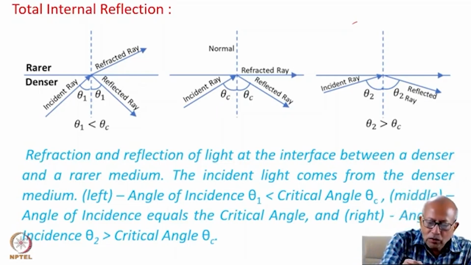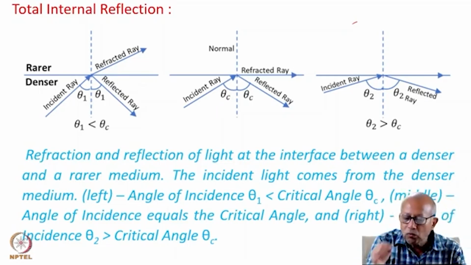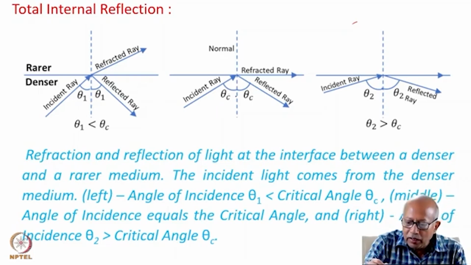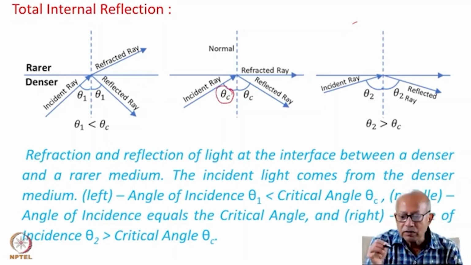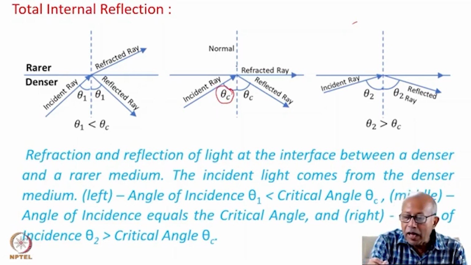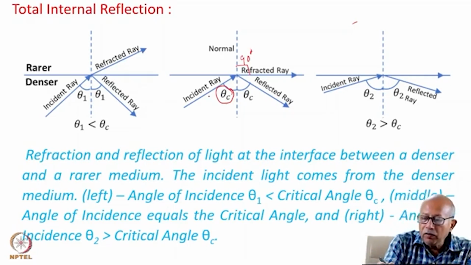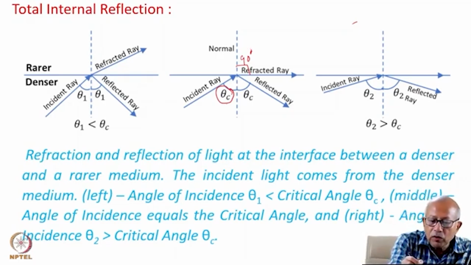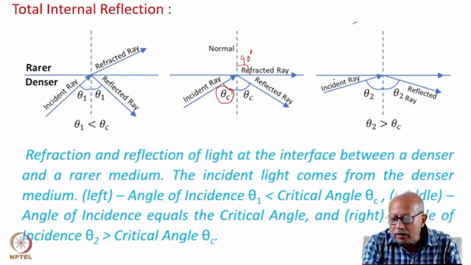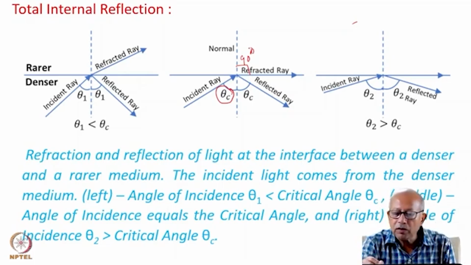However, if we continue to increase the angle of incidence, then we will eventually reach an angle of incidence which is called the critical angle, theta c. Then the angle of refraction becomes 90 degrees. It is possible. You are increasing the angle of incidence, so the angle of refraction also will increase. Eventually, for a particular angle of incidence, the refracted ray grazes over the interface. So the angle of refraction now becomes 90 degrees.